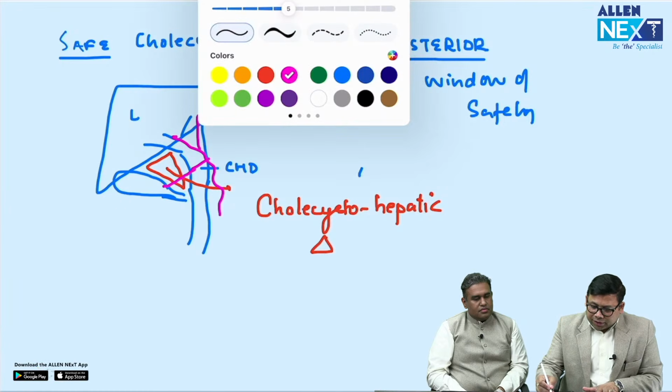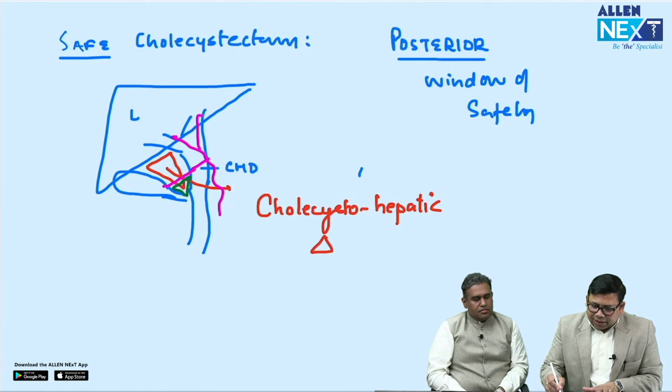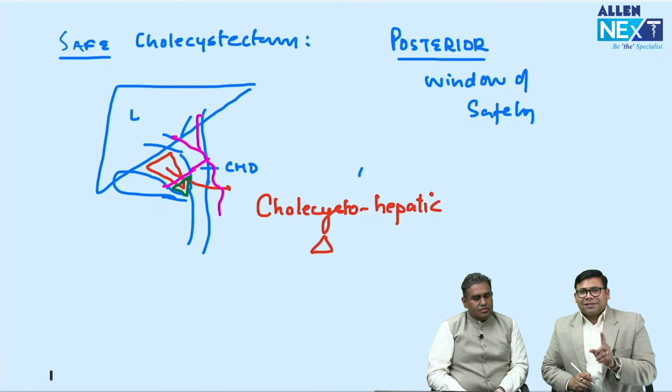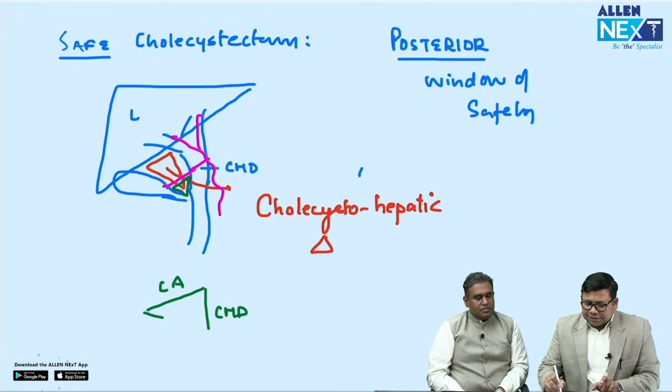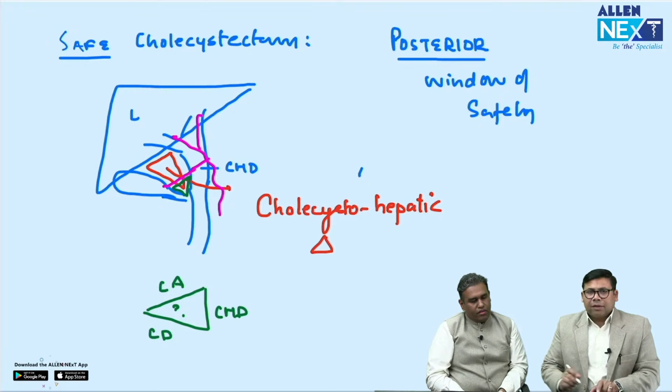Now can you see a triangle which is bounded by the cystic artery, cystic duct, and common hepatic duct? So this is the common hepatic duct, this is the cystic artery, and this is the cystic duct, and this is actually Calot's triangle.